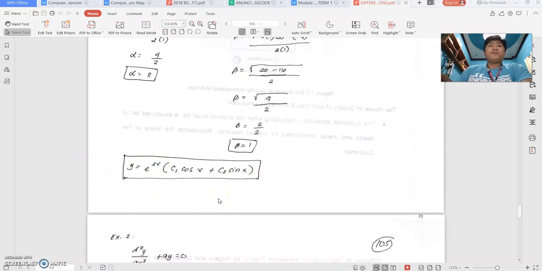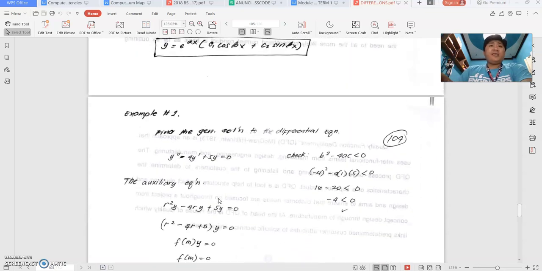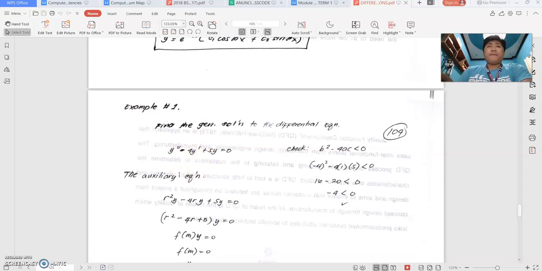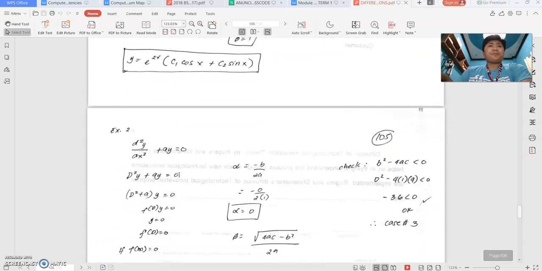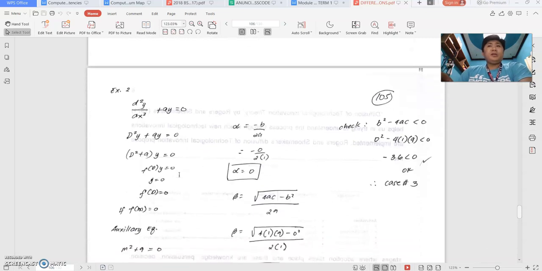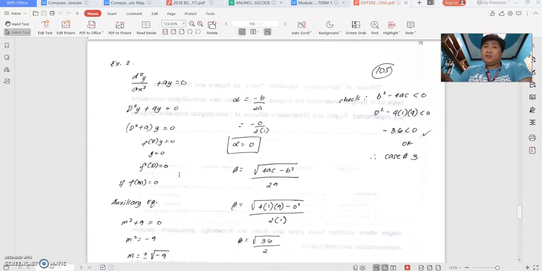Sir, what if the given is not fully A, B, and C? What if there is a part that is missing? Okay, from here, if one is missing, then you substitute it with 0. Meaning, it is not there; its value is 0. 0 times that is 0. That's the reason why it is not there.